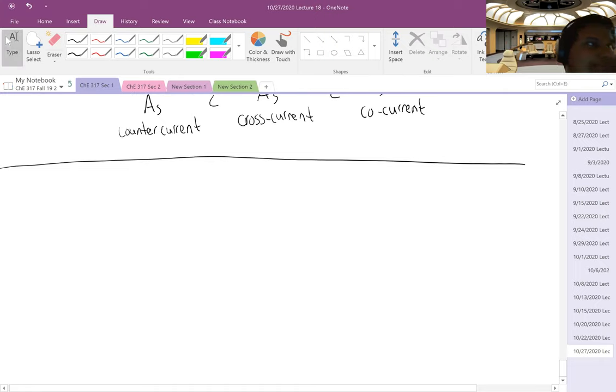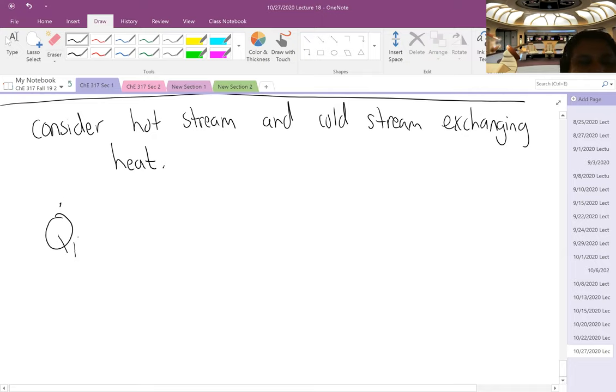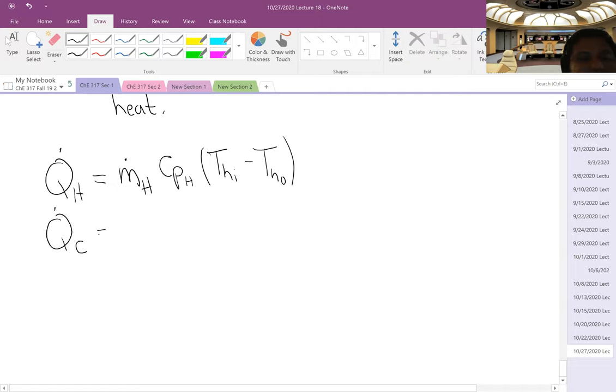So with this in mind, let's consider these fluids again. We have a hot stream and a cold stream exchanging heat, or thermal energy, however you want to say it. I can describe the heat transfer rate out of the hot stream, or Q sub H, as the mass flow rate of the hot fluid times the heat capacity of the hot fluid times the temperature of the hot fluid in minus the temperature of the hot fluid out. And at the same time, I can quantify the heat transfer rate into the cold fluid as the mass flow rate of the cold fluid times the heat capacity of the cold fluid times the temperature of the cold fluid out minus the temperature of the cold fluid in.